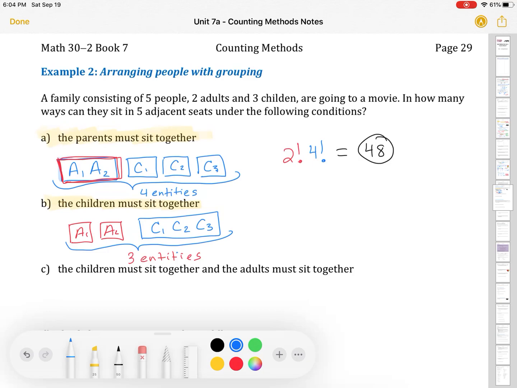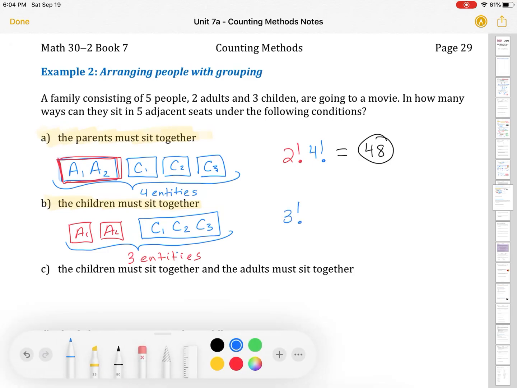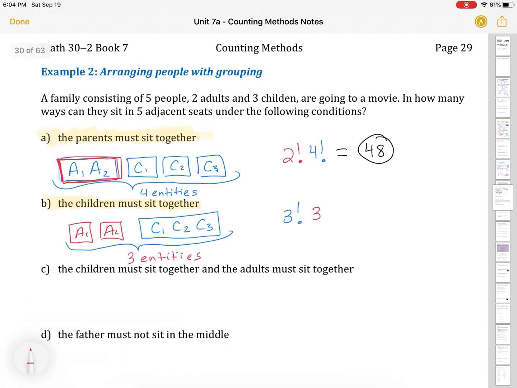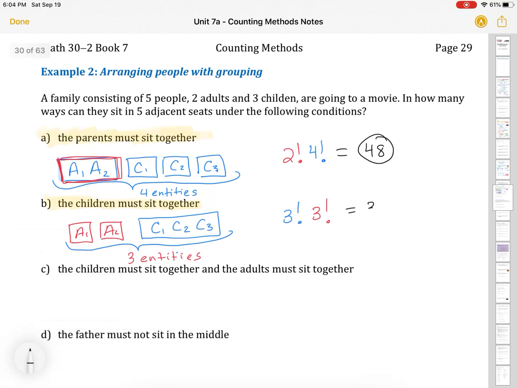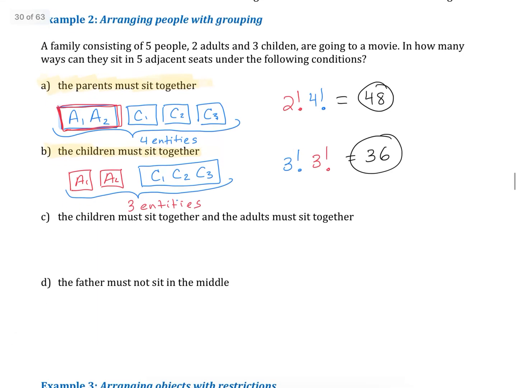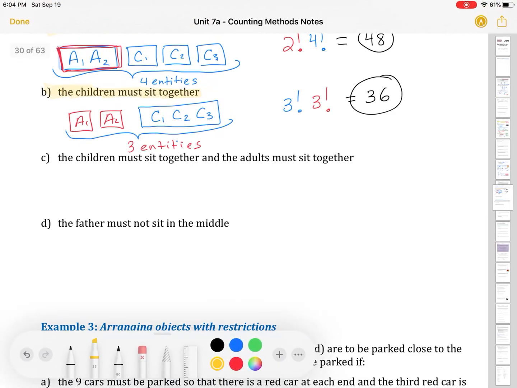Okay, so I have my 3 kids. They can be shuffled in a variety of ways, so there are 3 factorial. And then I have the 3 entities of adult 1, adult 2, and then the group of kids. So those would be 3 factorial. When I multiply these together, I get 36. Okay.